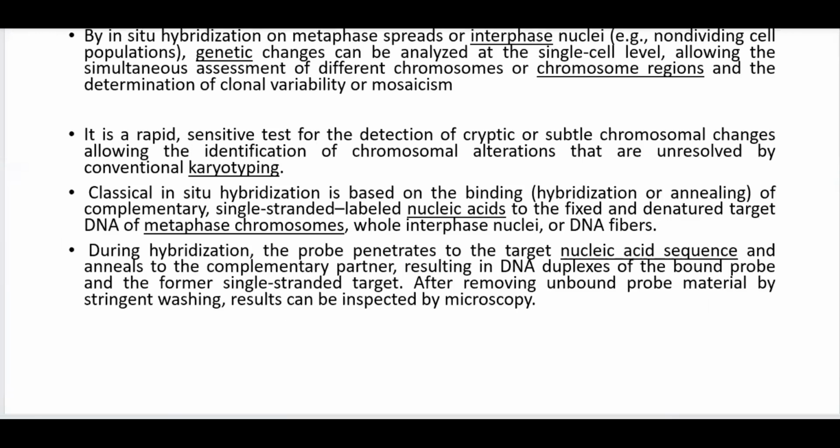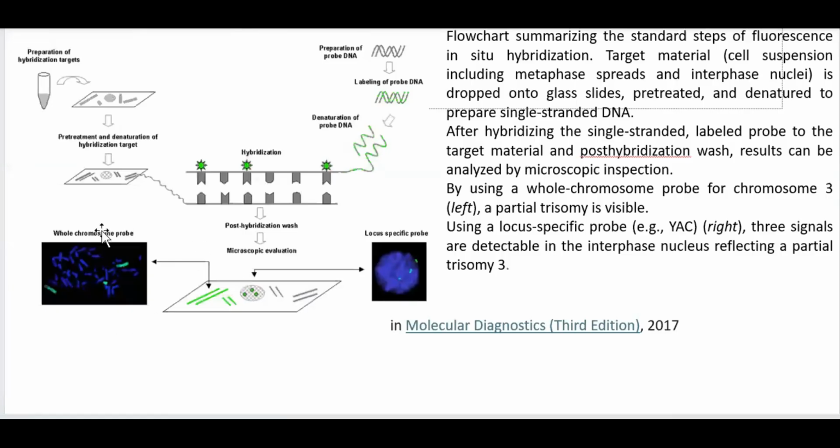Now I want to go to different examples. All right, this is how you can summarize the technique. That is the flow chart which shows fluorescence in situ hybridization. So you are going to prepare the hybridization targets first. All right, so pre-treatment and denaturation of the hybridization target. This is the tissue, for example. Then you have to do the fixation of it, right?